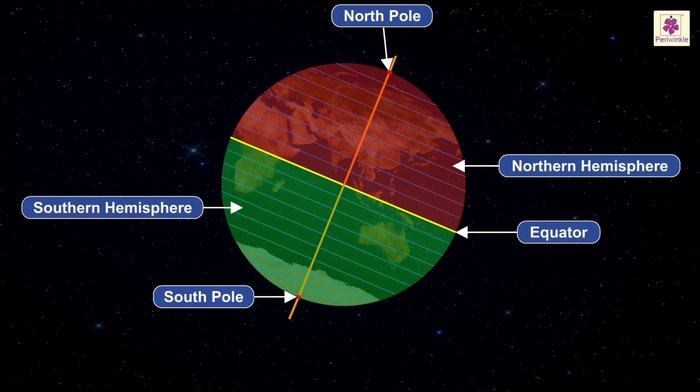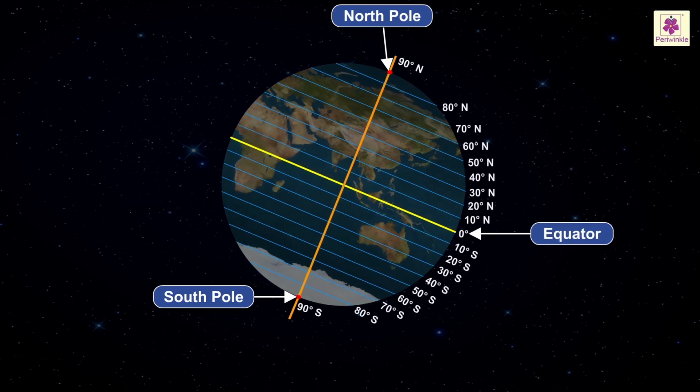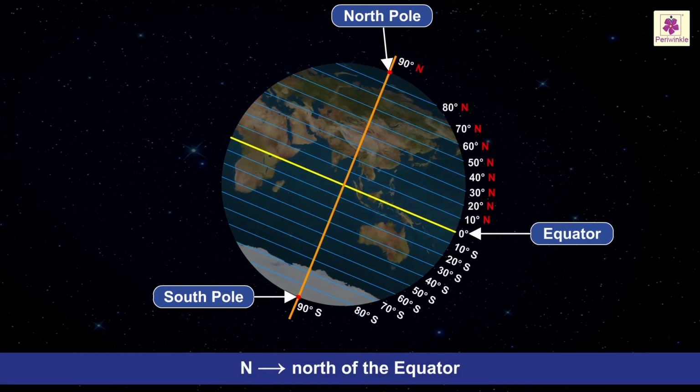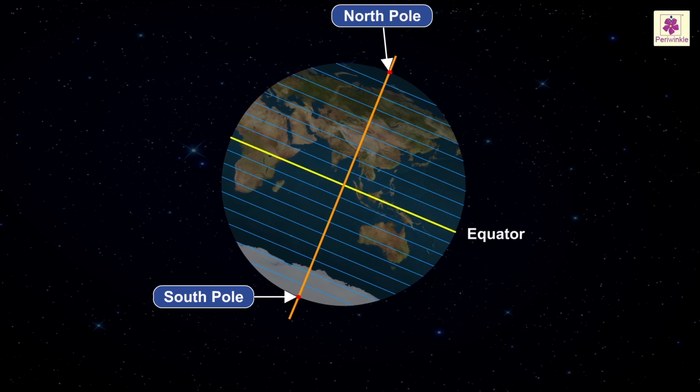The measurement of degrees of latitude begins from the equator. All the latitudes are given numbers. The N indicates it is north of the equator and S indicates it is south of the equator. The equator is at 0 degree. These are some other important latitudes.